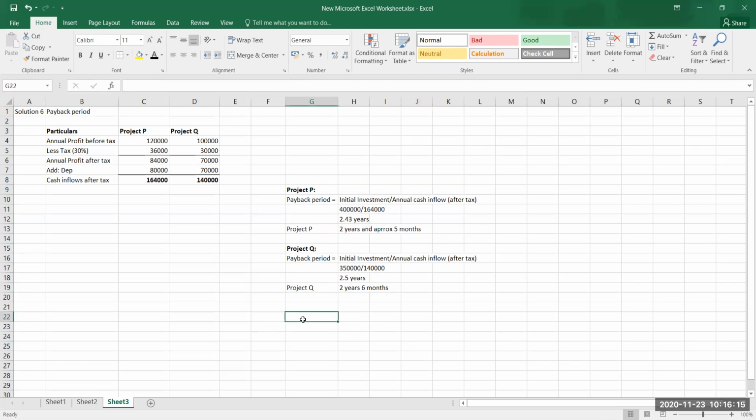So in the end you have to write: therefore, the company will select project P for investment. This is how you need to calculate. When certain adjustments are given to you, like the profits before tax, this care needs to be taken when you are solving the problem. Okay, thank you so much.